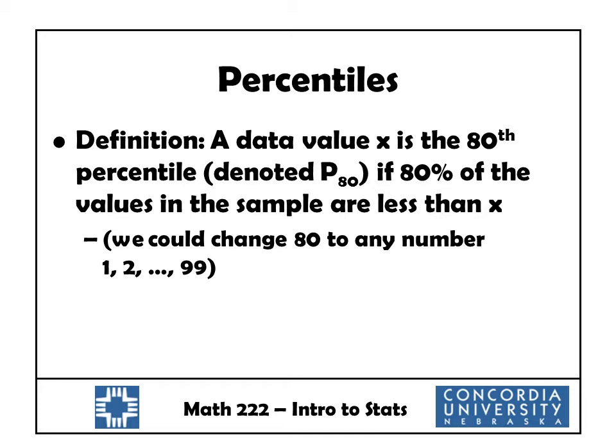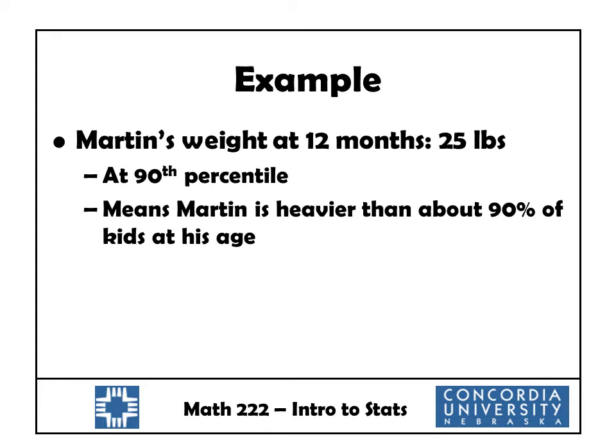Next, we need to define a concept that you're maybe somewhat familiar with. It's the idea of a percentile. A data value x is the 80th percentile of a set of data, denoted by p sub 80, if 80% of the values in the sample are less than x. Now, there's nothing magical about the number 80. We could change that to any number between 1 and 99. So we could talk about the 5th percentile, the 75th percentile, the 99th percentile, or anything in between.